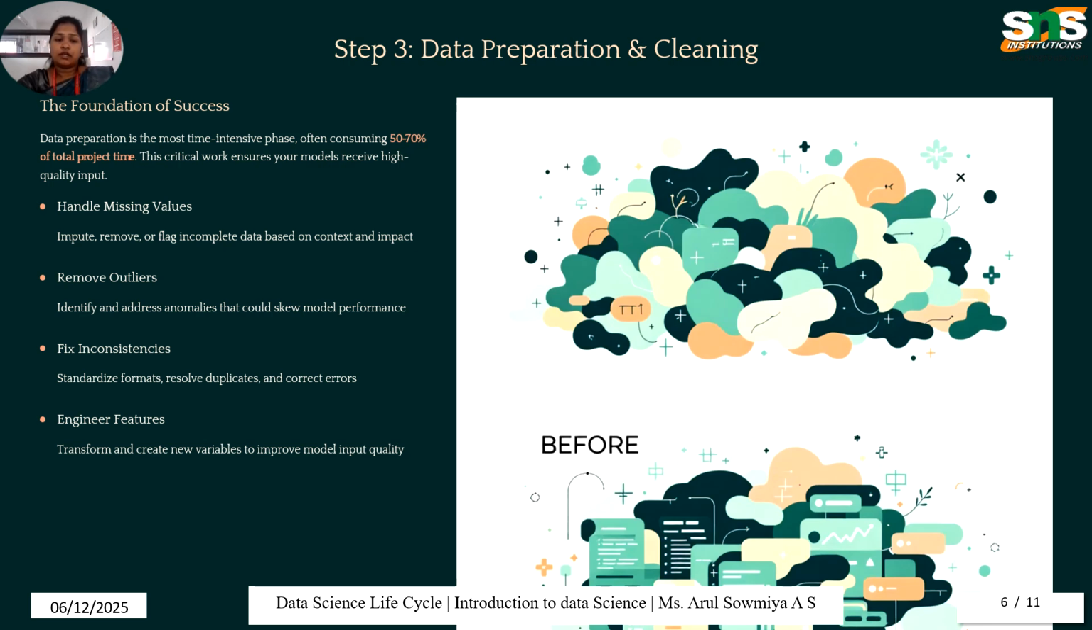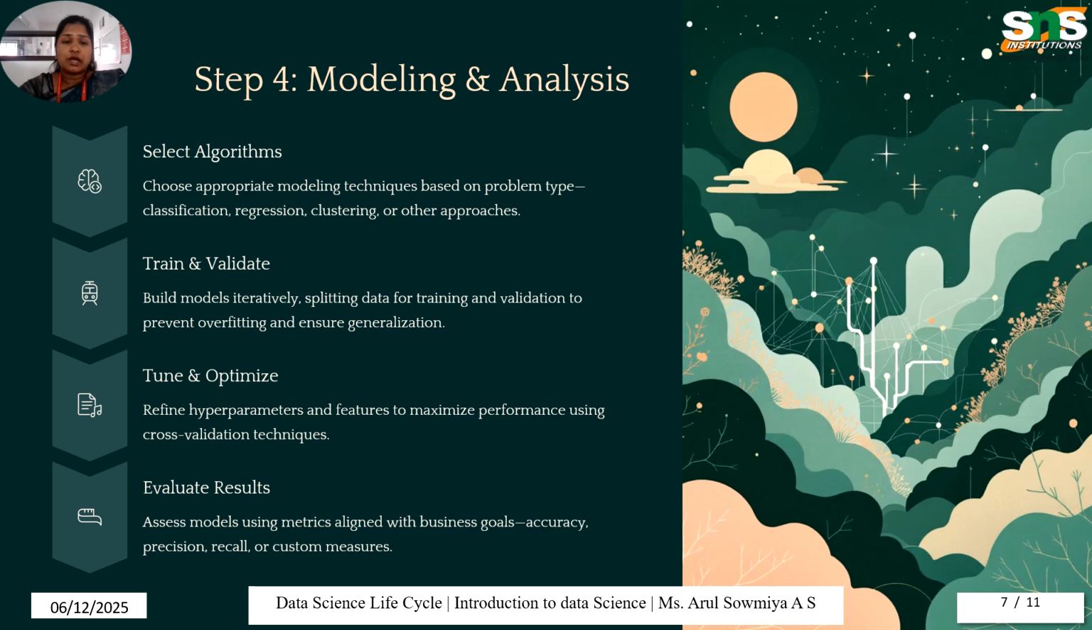So here there are 4 types of tasks. The first one is handling missing values. Here we impute, remove, or flag incomplete data based on context impact. Then next, we have to remove the outliers. And then we have to fix inconsistencies, standardize the formats, and resolve the duplicates. And finally, we have engineered features, where we transform and create new variables to improve model input quality. Next we come to step 4, that is modeling and analysis.